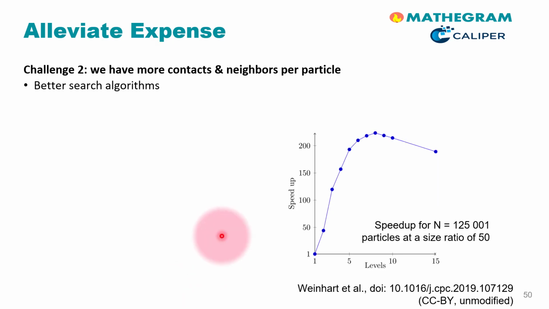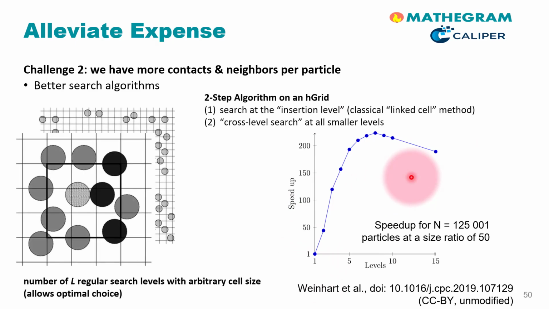So let's have a closer look on this. Obviously a great idea. The neighbor search algorithm is very, very favorable, and we get increasingly speed up with an increasing amount of levels, and then it slowly levels off. The search algorithm is split into two parts.